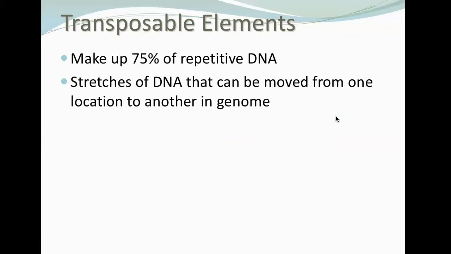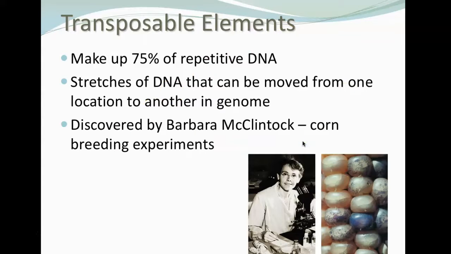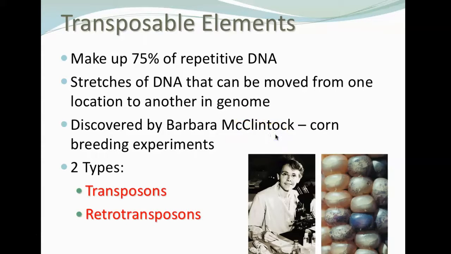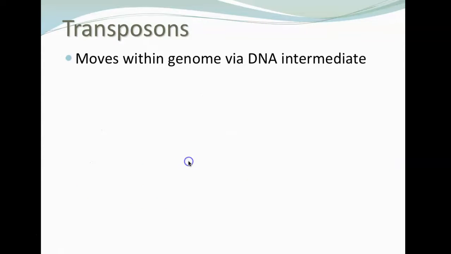These are stretches of DNA that can be moved from one location to another in a genome. Barbara McClintock is the scientist who discovered transposable elements, and she did that by studying corn breeding. And so there's two types of transposable elements. So remember, transposable elements are stretches of DNA that can be moved from one location to another. You have what are called transposons, and then you have what are called retrotransposons.